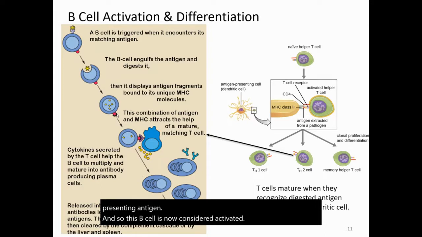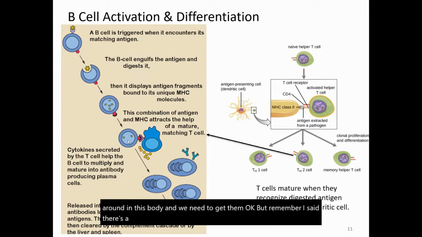It says, heyo, look what I found. I have this antigen. That means I caught a pathogen, and there's probably more of them running around in this body, and we need to get them, okay? But remember, I said there's a checks and balances system. Because what if that B cell was wrong? What if it was just a wonky B cell and it found something it shouldn't have, right? We don't want it to just be able to activate the entire immune response and essentially be attacking ourselves. Okay, that could go very poorly.